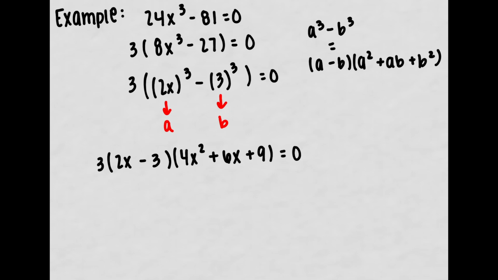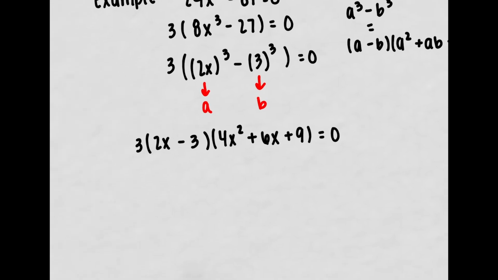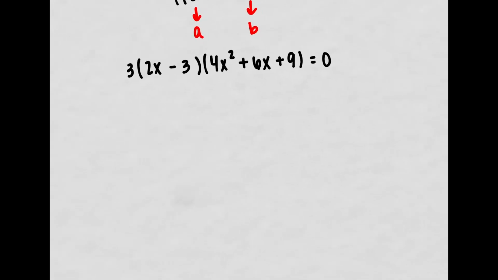So at this point, everything is factored completely. So I'm going to take all my factors, and I'm going to set them equal to 0. You have to be really careful with these numbers out front, because if I go and I set 3 equal to 0, that is not a true statement. So if you have a number out front by itself, just a number, then that isn't a factor. It doesn't give you a 0.